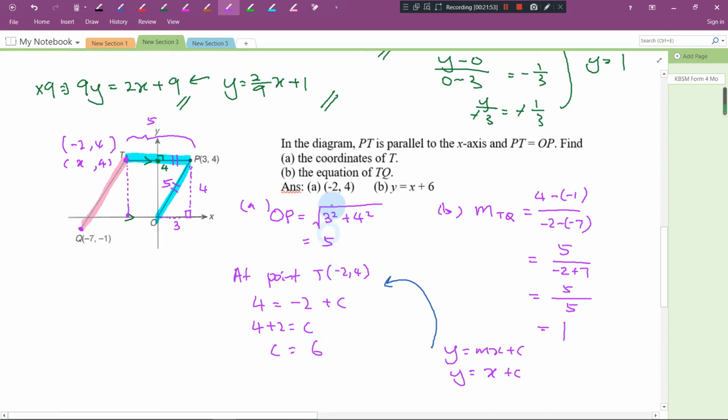And don't stop here, because the question is asking about the equation. We need to give our answer in a complete equation. So y is equal to x plus 6. Okay, so this is the final answer for this part.